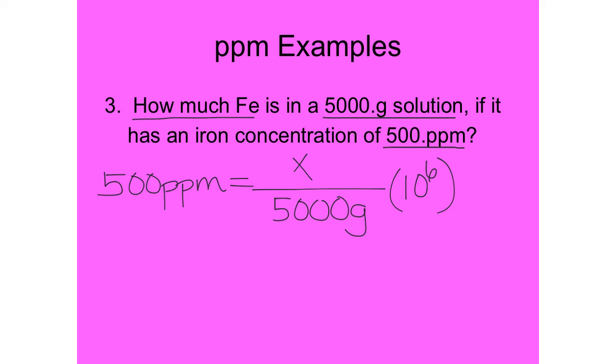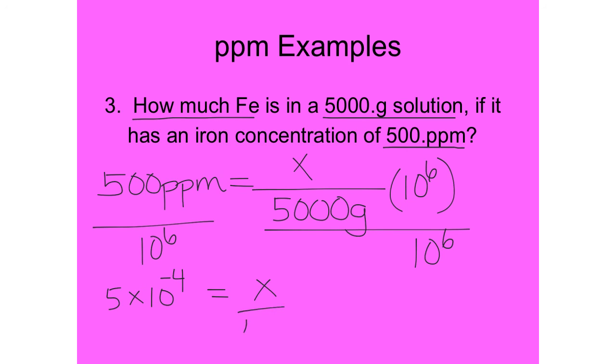So you could cross multiply first, or we could divide both sides by a million. So if we divide both sides by a million, we would get 500 divided by a million, and that would give us 5 times 10 to the negative fourth, or of course you could write that in number format, 0.0005 is equal to x over 5,000.